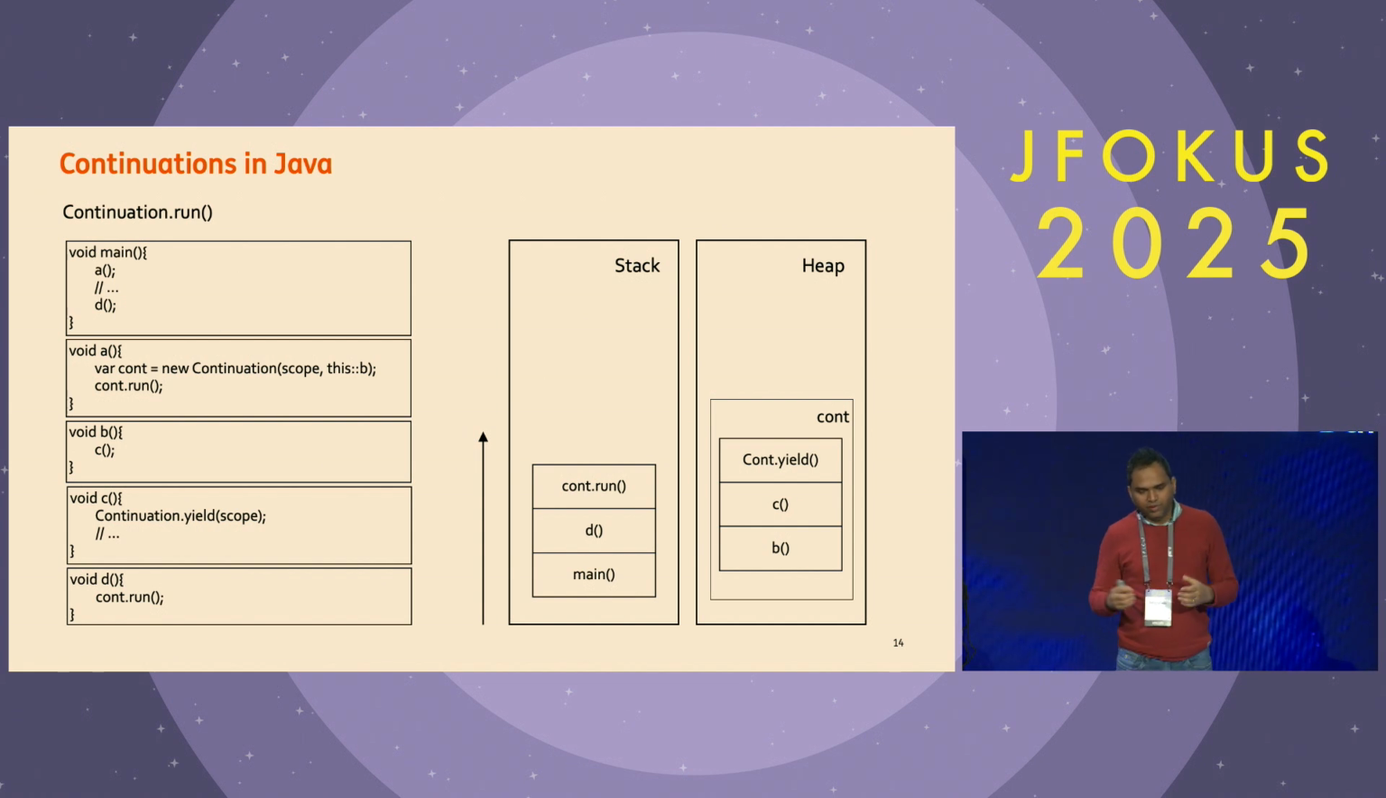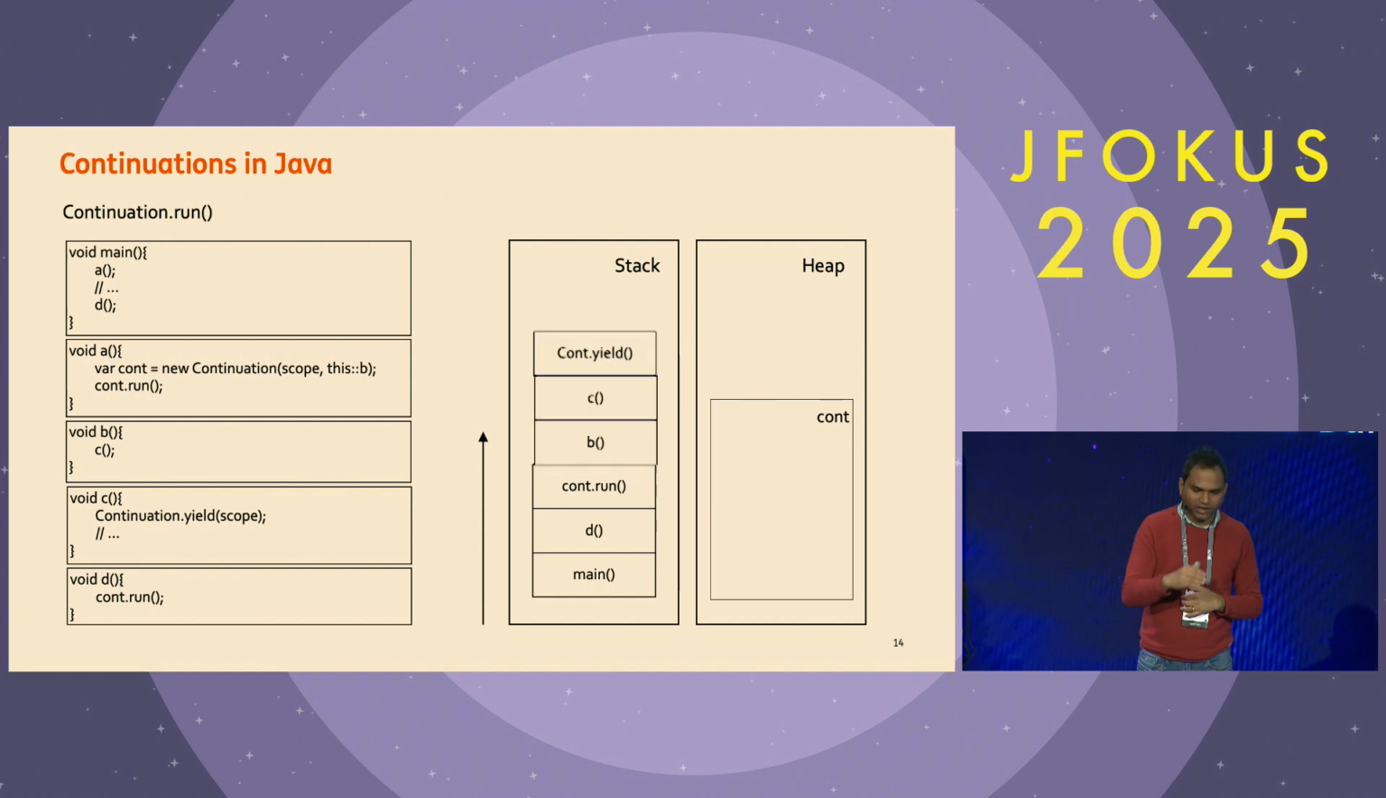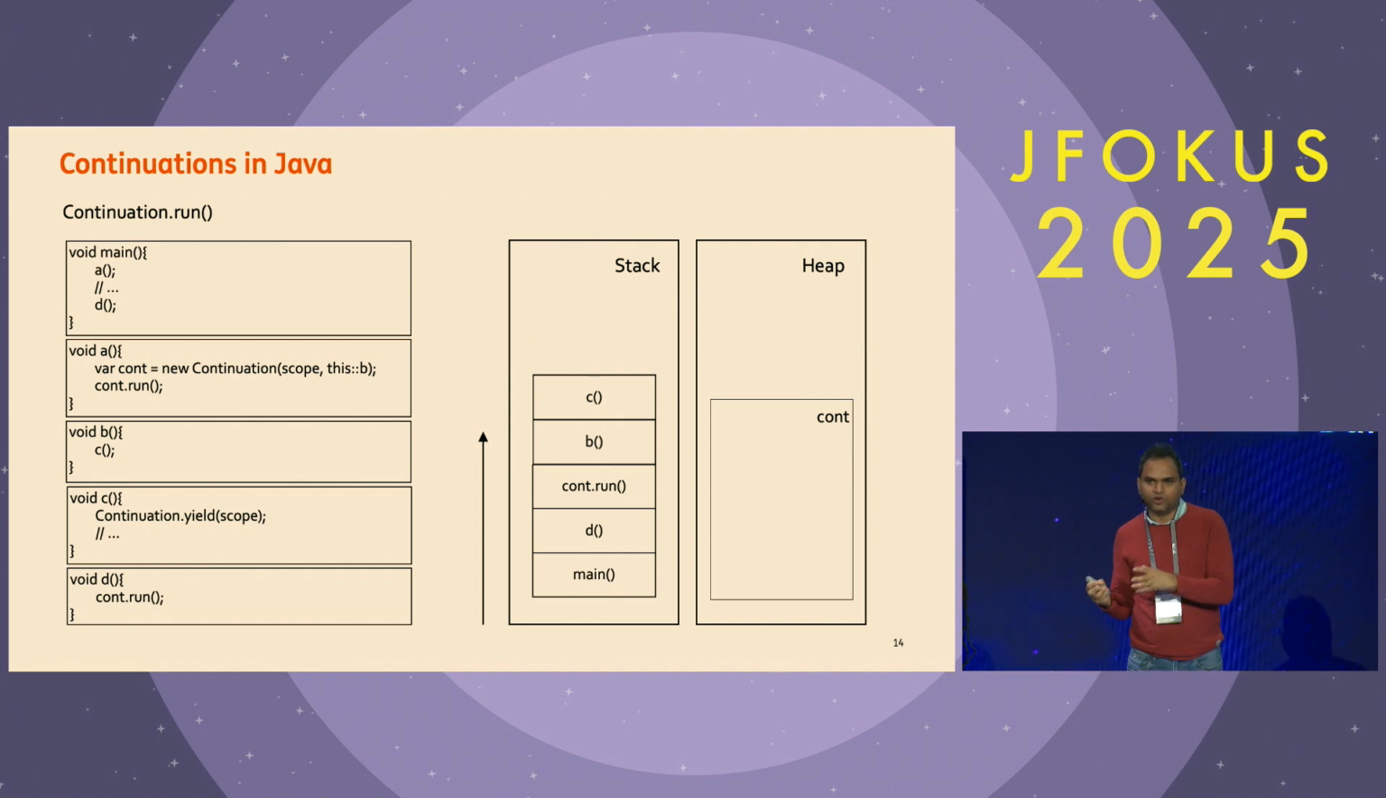So how does that happen? Well, all the stack frames which were saved in the continuation object are now moved back to the stack, and the top stack frame, which is continuation.yield, returns to method C. And that's how you effectively transfer the control to the point where it was paused, and then you can resume from there.